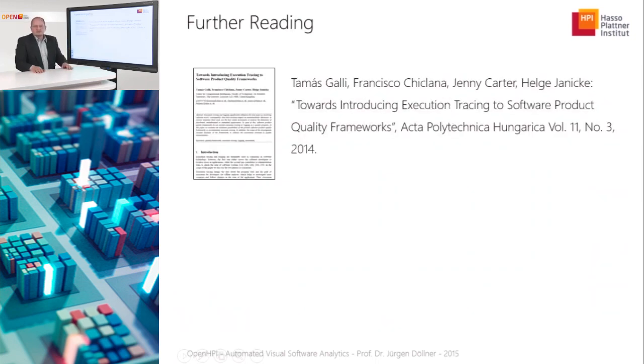As further reading, I can recommend this article about Towards Introducing Execution Tracing to Software Product Quality Framework. There it is indicated that execution tracing is key information to better handle and manage software quality. It's an essential aspect that is used to measure, observe, and monitor software quality.